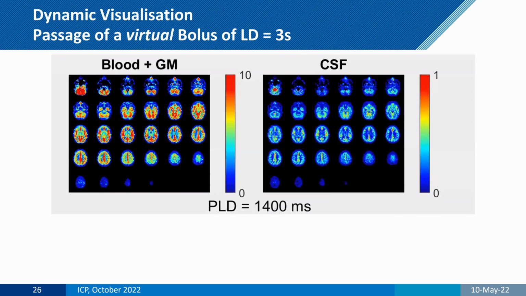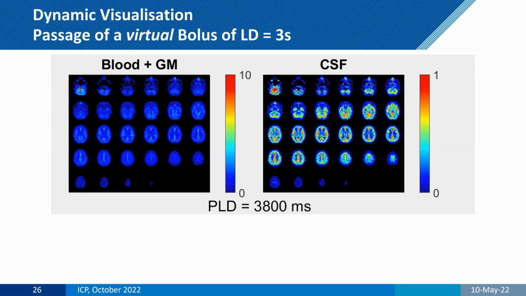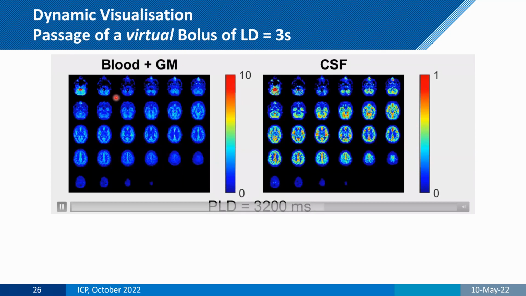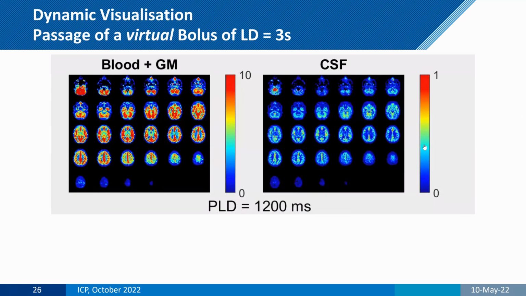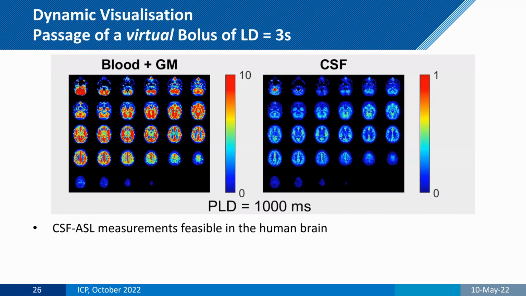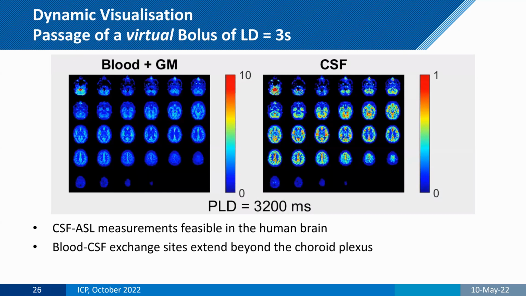To me, this movie is always much more convincing, so that's why I spent a little more time on this, where we first see the arrival of the label spins in the brain tissue, in the gray matter, and only later we see the arrival in the CSF, and then not only in the posterior part of the ventricles where the choroid plexus is, but you really see it all along the cortex. So also in the subarachnoid space around the brain, we can see exchange of label from the blood into the CSF compartments.